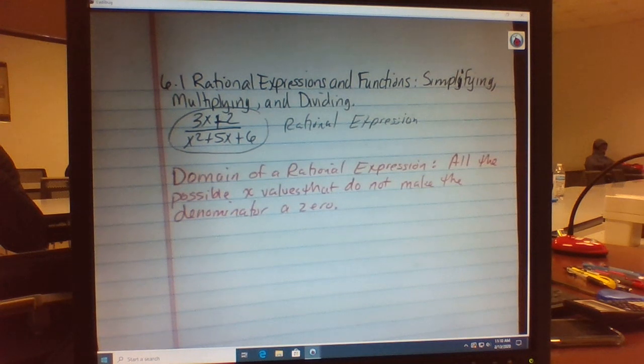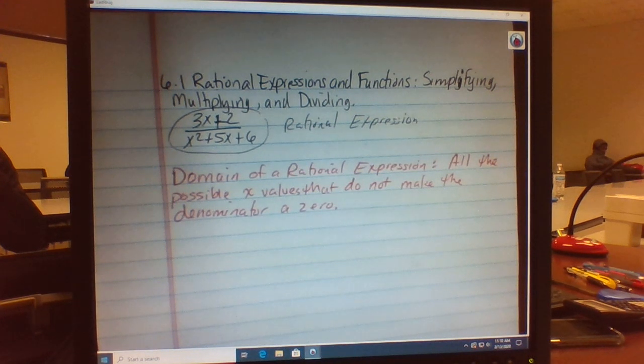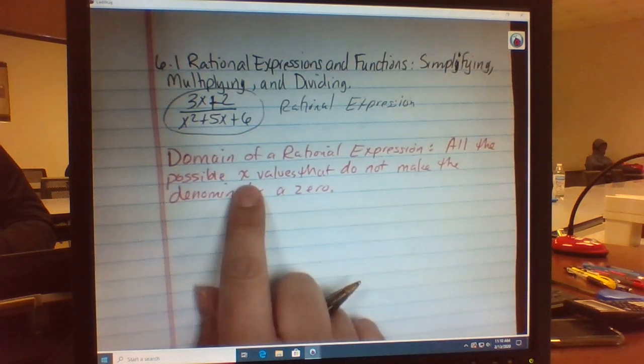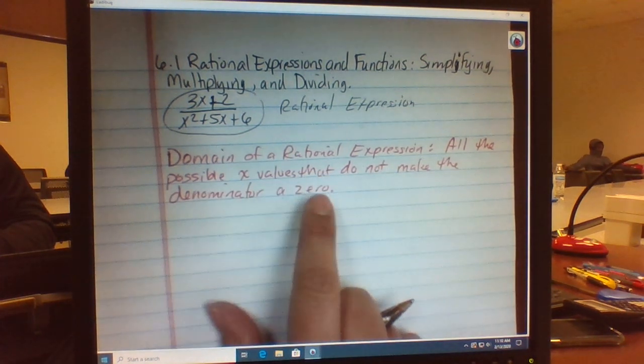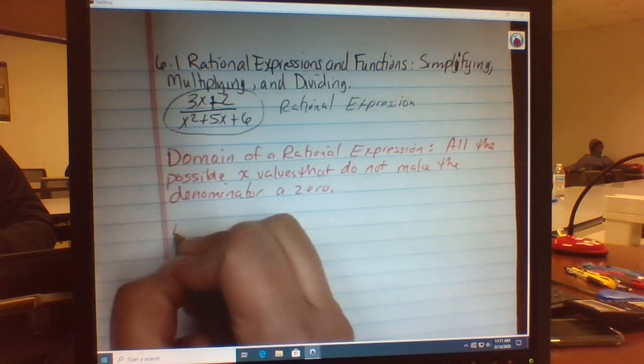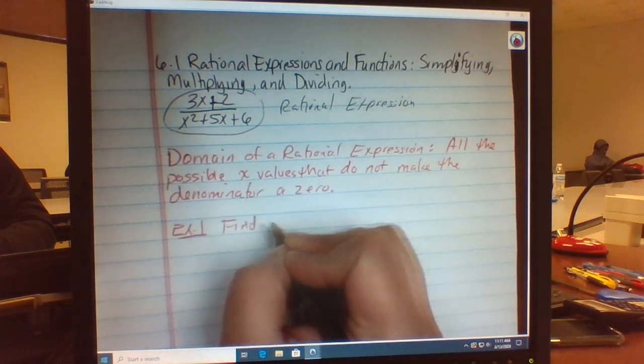Undefined. It's undefined. So you can never have a zero in your denominator, and that's what you're trying to figure out. Which numbers make it a zero? Because it's going to be every number except for that. So the domain of a rational expression is all the possible x values that do not make your denominator zero, because if the zero is in the bottom, it's undefined.